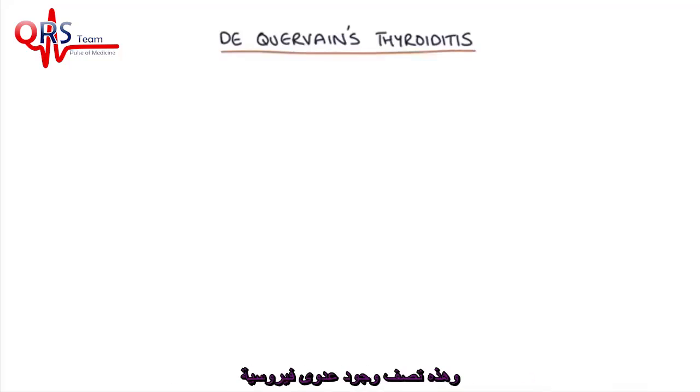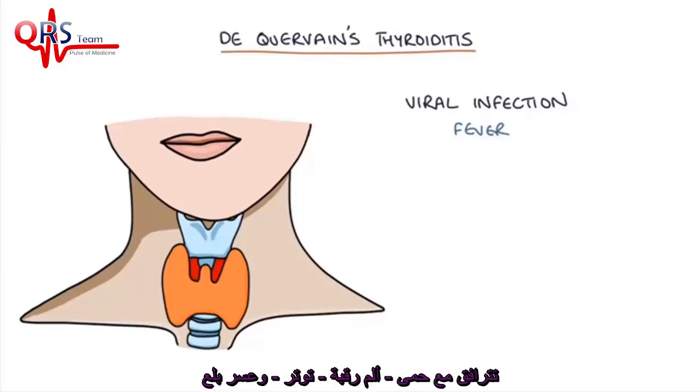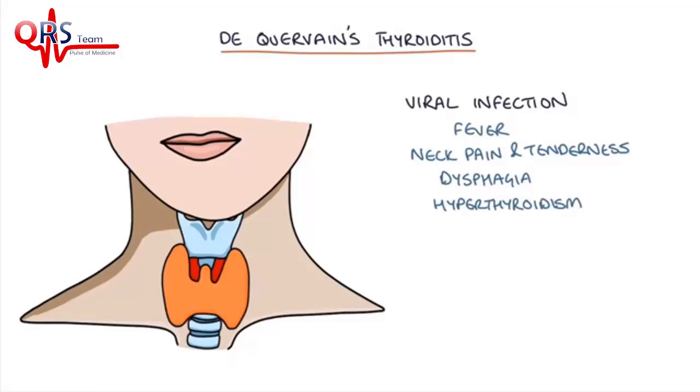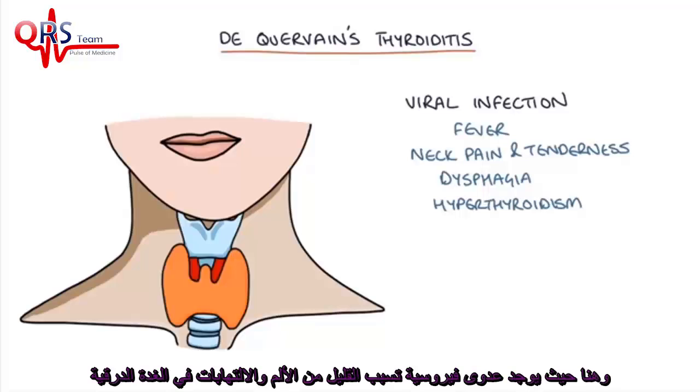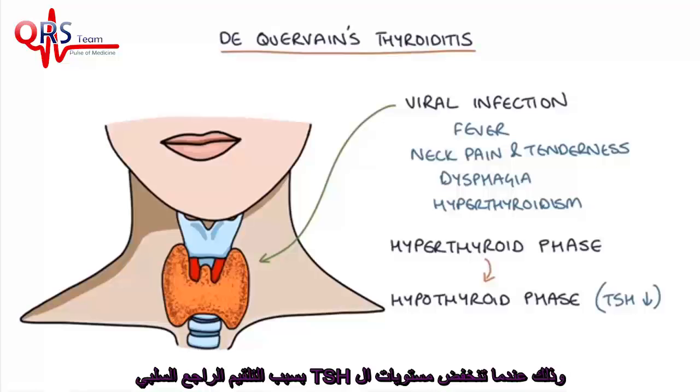There's a condition called de Quervain's thyroiditis, and this describes a presentation of a viral infection with fever, neck pain and tenderness, dysphagia, and features of hyperthyroidism. And this is where there's a viral infection that's causing a bit of pain and inflammation in the thyroid gland. There's a hyperthyroid phase, and this is followed by a hypothyroid phase as the TSH levels fall due to negative feedback from the high thyroid gland.